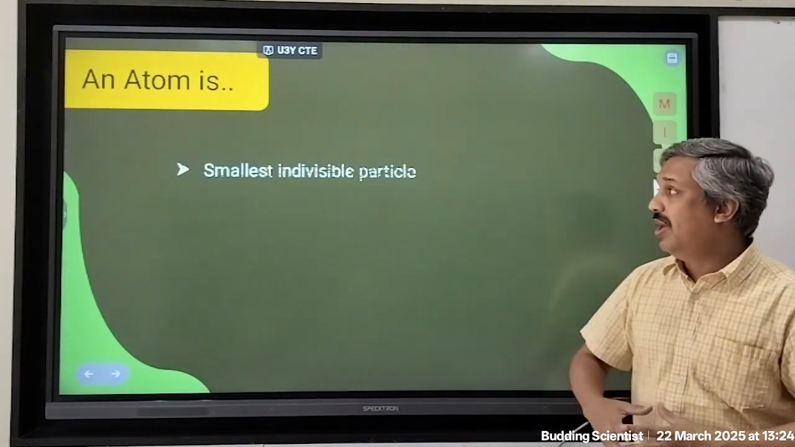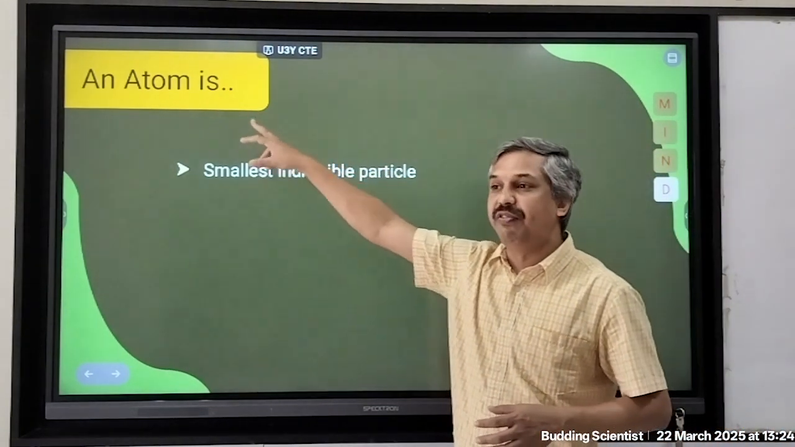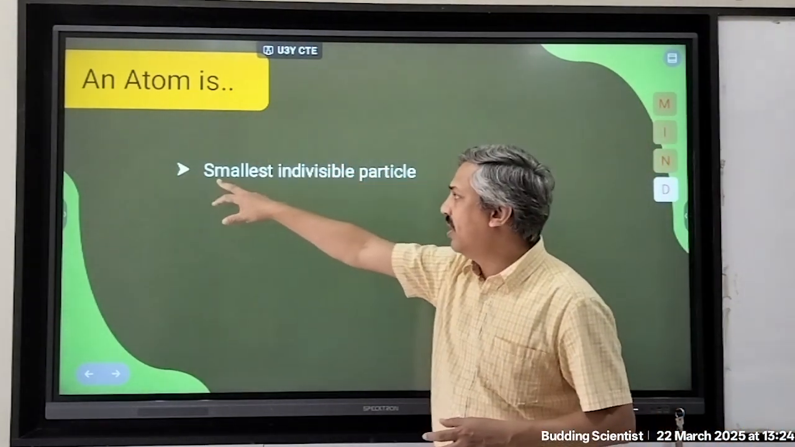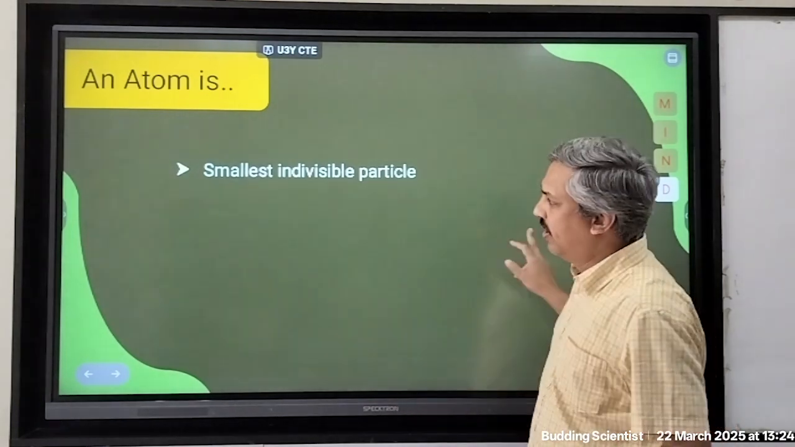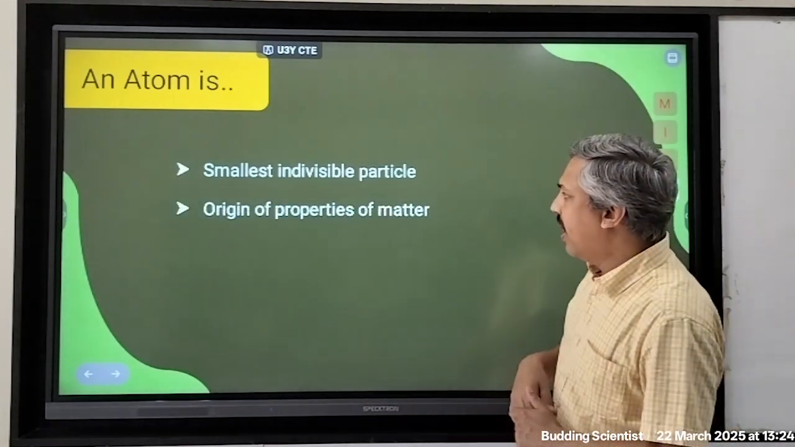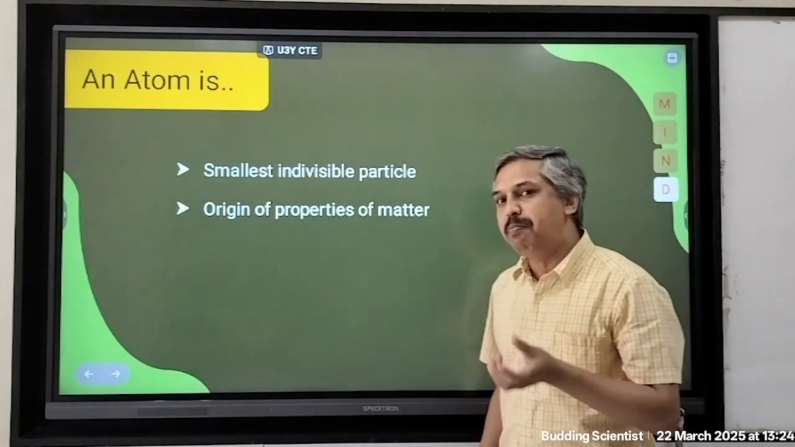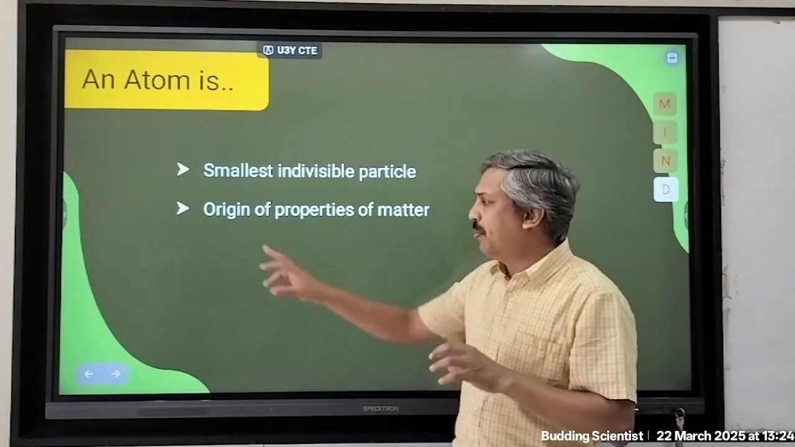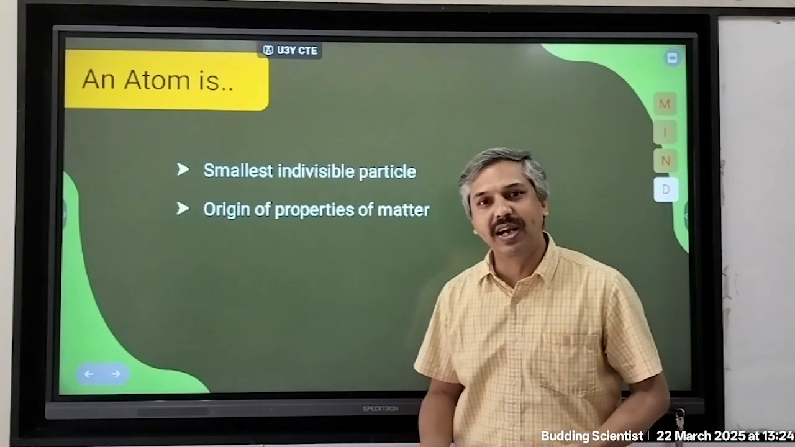It wasn't only a theory being put up by somebody, and Dalton started to define what is an atom. He said the atom is the smallest indivisible particle. You cannot divide it further. The atom is the origin of all the properties of matter. The properties of matter come because the properties are there with the atom, and the same properties are replicated many times.